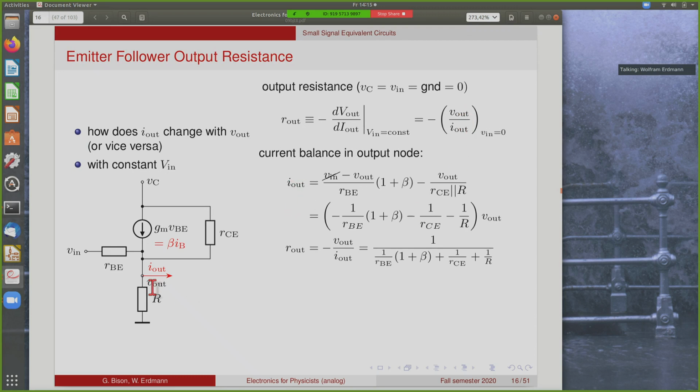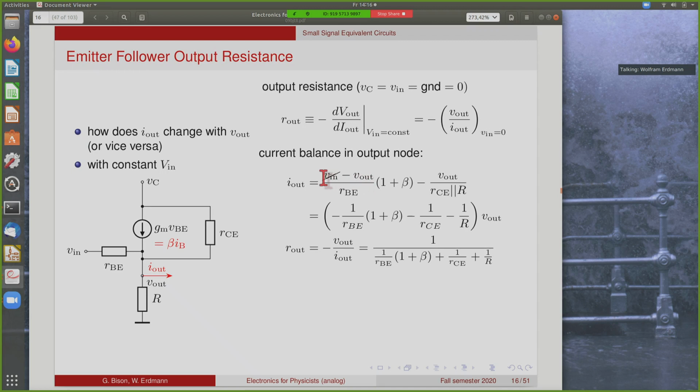Again, we look at the current balance here, and we have the current flowing from the base, V in minus V out divided by RBE, multiplied by beta to add the collector current. So this is this term again, and we have, just like before, the output voltage divided by RCE parallel to R. But now we want to express it in terms of I out and V out. So we simply add up all the terms that are proportional to V out.